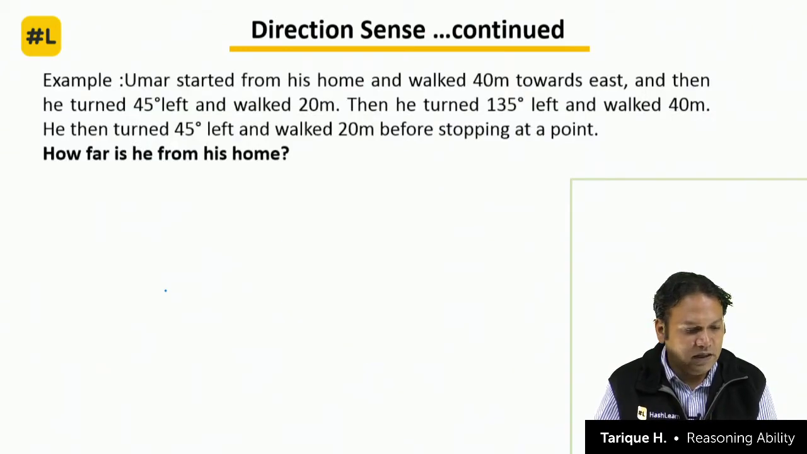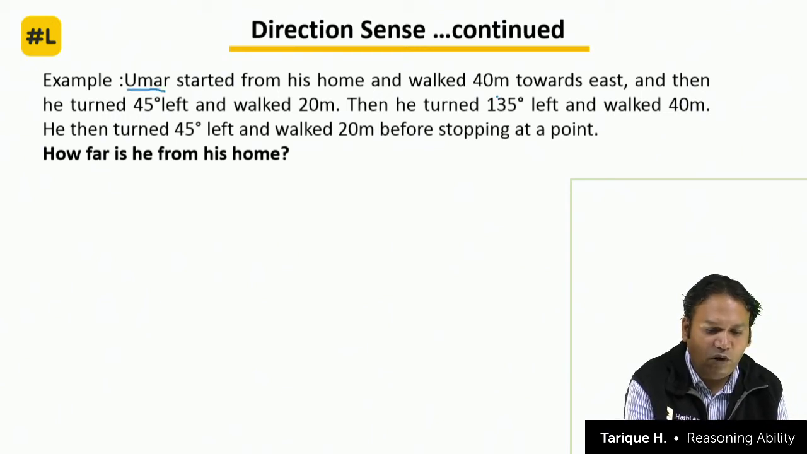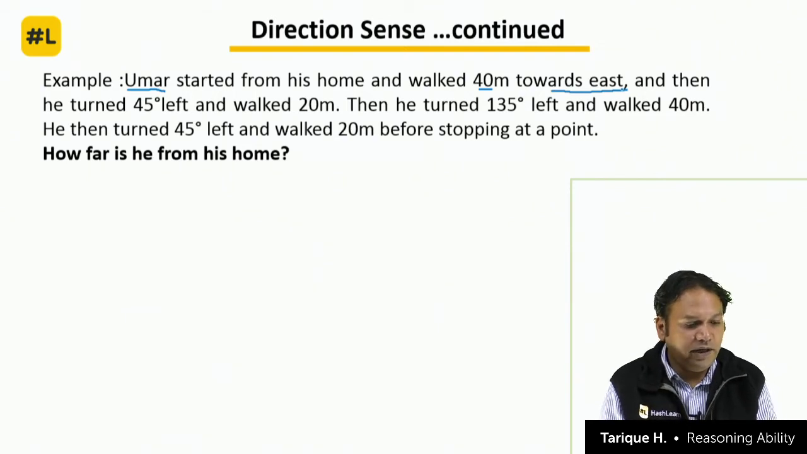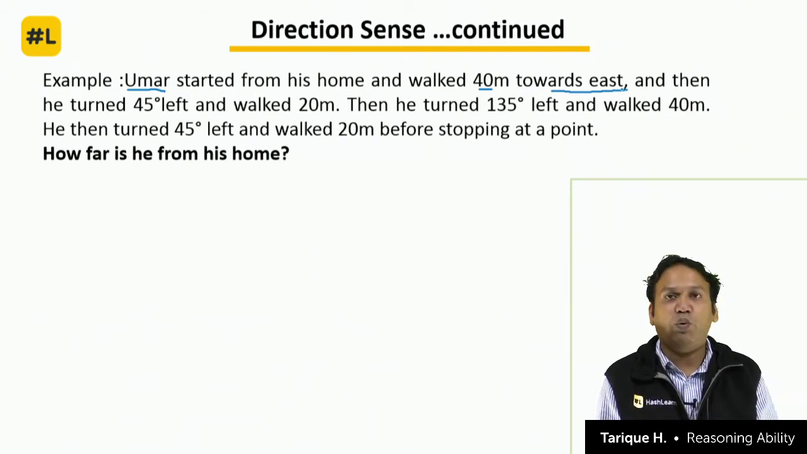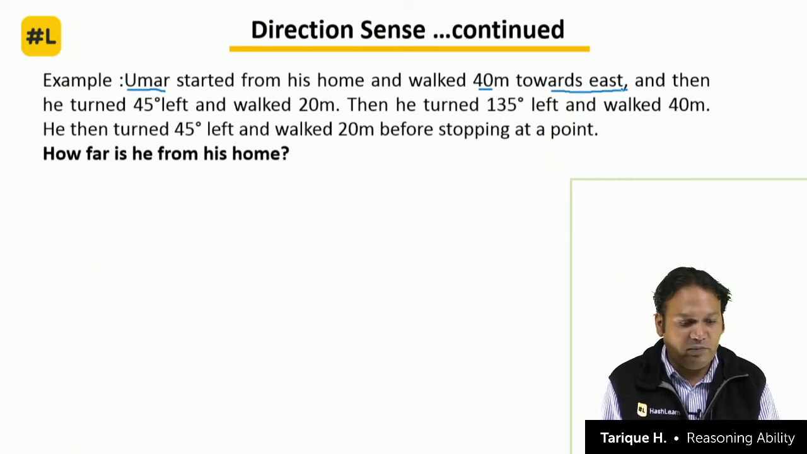Okay. Next let us see this question here. This question is based on clockwise and anti-clockwise movement of a person. So Umar started from his home and walked 40 meters towards east, and then he turned 45 degrees left and walked 20 meters. Then he turned 135 degrees left and walked 40 meters. He then turned 45 degrees left and walked 20 meters before stopping at a point.